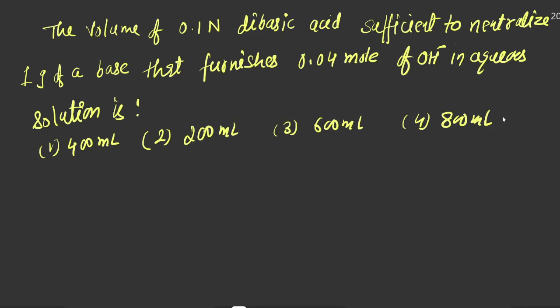0.04 mole, it will liberate. It means the volume of 0.1 normal dibasic acid which is sufficient to neutralize 1 gram of a base that furnishes 0.04 mole of OH negative ions in aqueous solution. So we have to calculate the volume of that 0.1 normal acid. Furnishing means it gives 0.04 mole of OH negative. 1 gram of base will give 0.04 mole of OH negative ion.